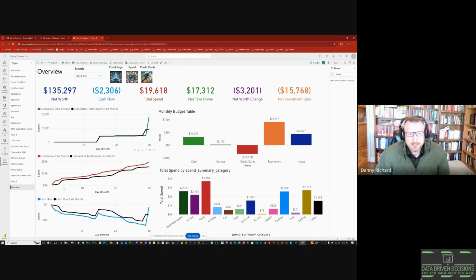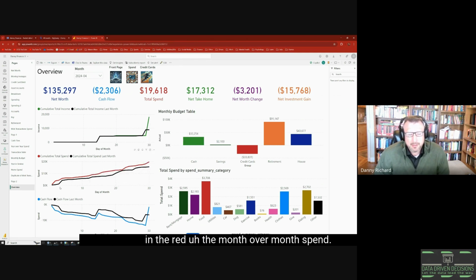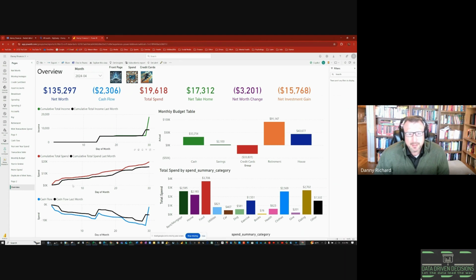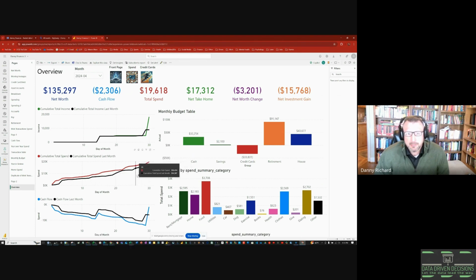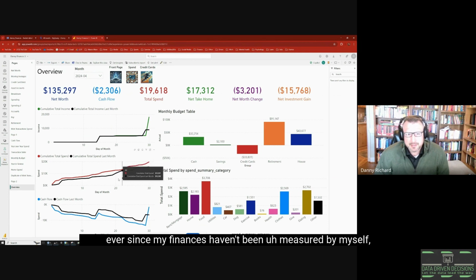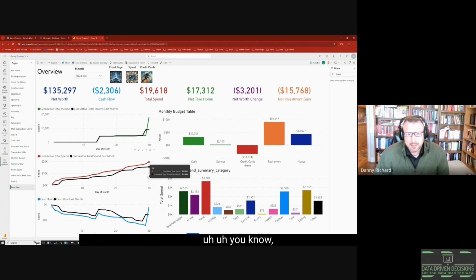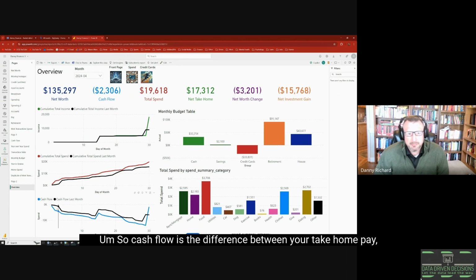Looking at the month over month spend in red, I was a consistent spender all month, spending tons of money, and I did spend a lot of money the prior month. Ever since my finances haven't been measured by myself, I've inherently lost track of my finances and spent a lot of money. Here's my overall cash flow.